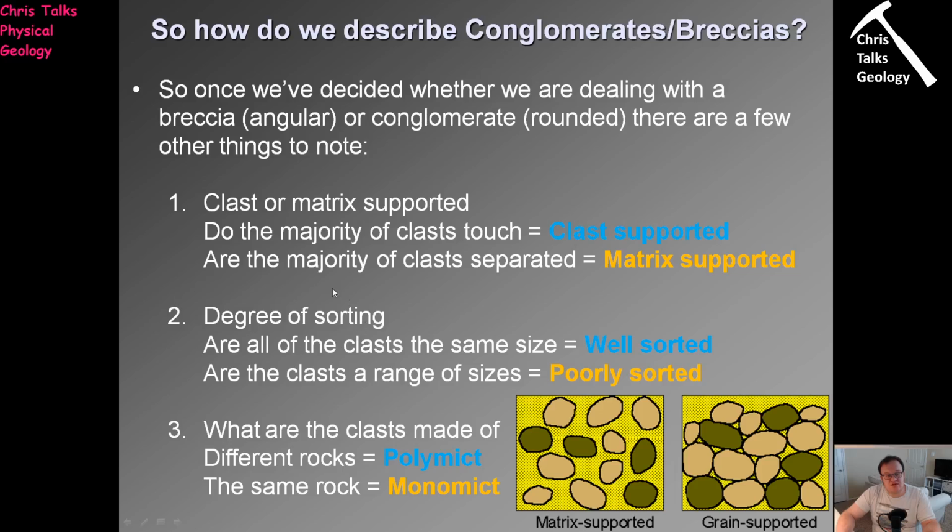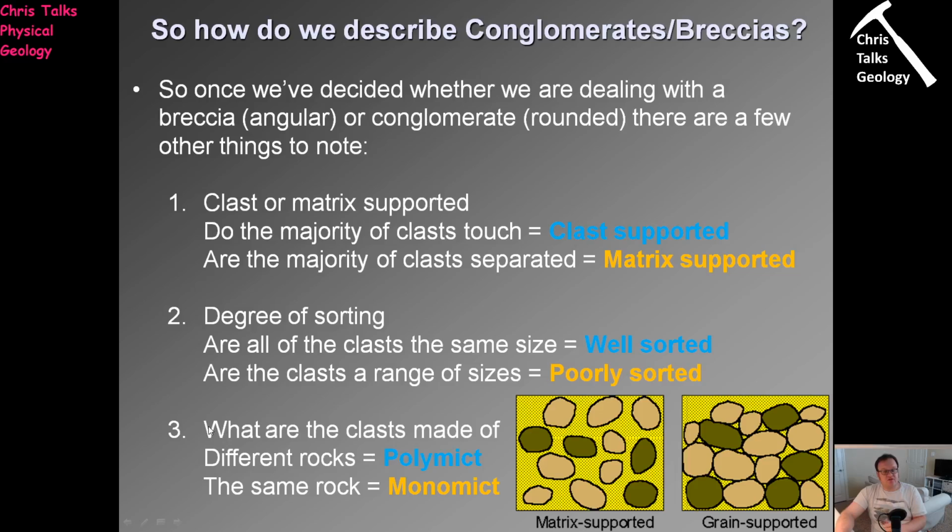We can also look at the degree of sorting of our breccia or conglomerate. So a conglomerate or breccia that shows a relatively tight range of clast sizes will be classified as well sorted. A conglomerate that shows a relatively broad range of clast sizes can be classified as poorly sorted.